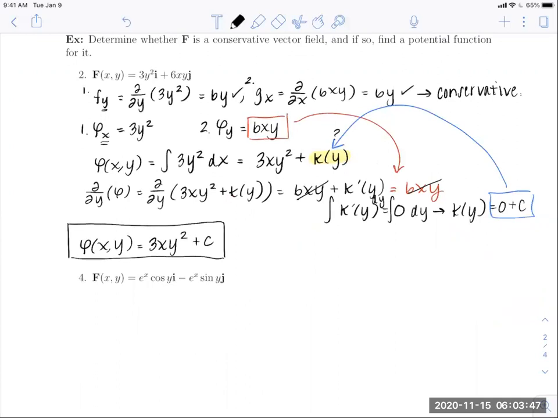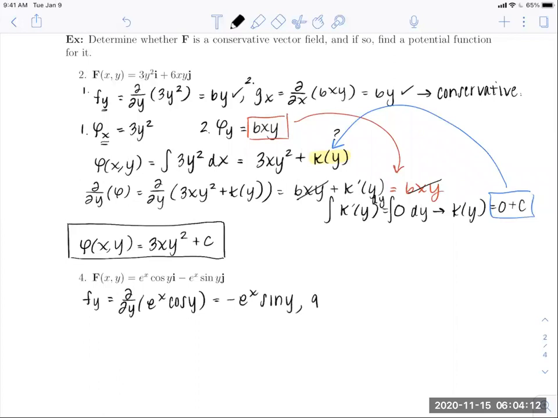First, let's check to see if it's conservative. So I'm going to compute the partial of f with respect to y. So that's the partial with respect to y of e to the x cosine y. The derivative of cosine is negative sine. So this is a negative e to the x sine of y.